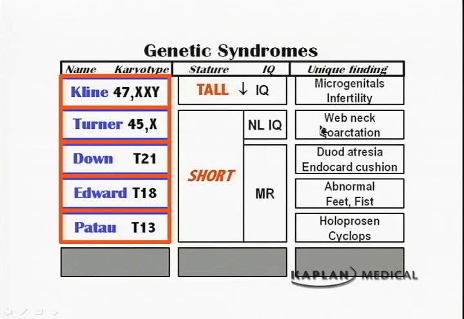The unique findings for the exam, if you see a case with a web neck or coarctation, you should think Turner syndrome. If you see duodenal atresia or endocardial cushion defects of the heart, you should think Down syndrome. Abnormal feet, rocker bottom foot, and the clenched fist, think Edwards syndrome, trisomy 18. And if you have a fetus with holoprosencephaly or cyclops, you should certainly think of Patau syndrome, trisomy 13.